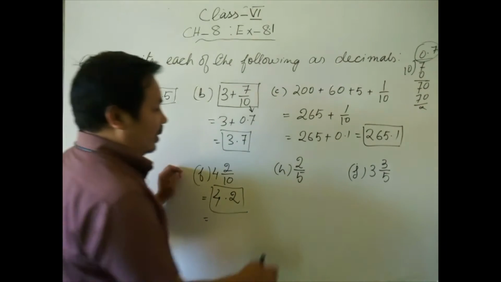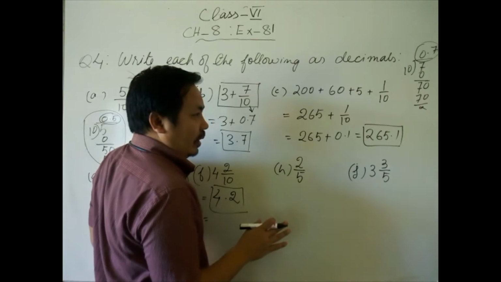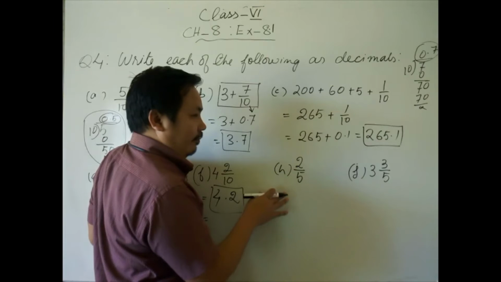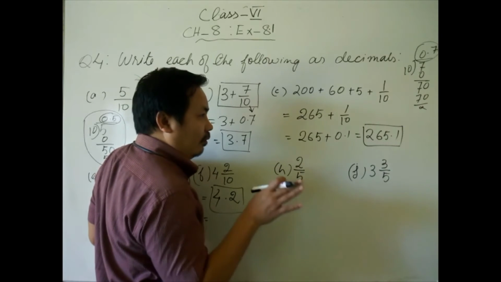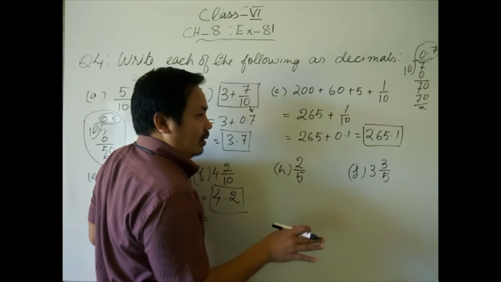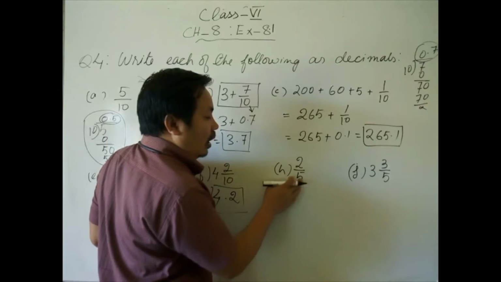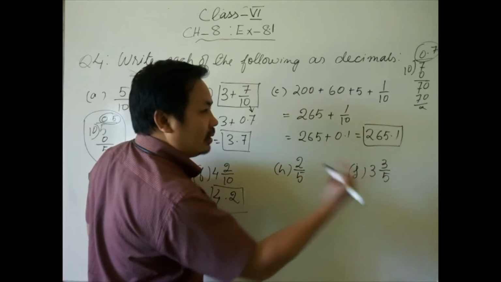Okay. Then here 2 by 5. There is only the place value of the 5. 10's place is there, 100's place is there. The 5th place is not there. Start from 10, isn't it? So what do we have to do? Convert this 5 to 10.